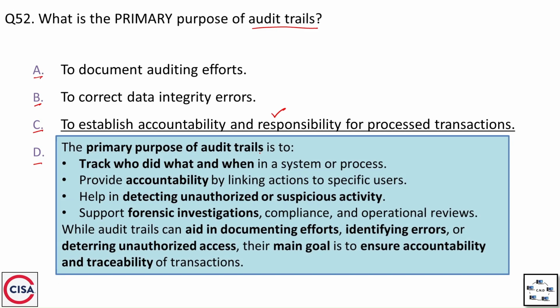So the primary purpose of audit trails is to track who did what and when in a system or process, provide accountability by linking actions to specific users, help in detecting unauthorized or suspicious activity, and support forensic investigations, compliance, and operational reviews. While audit trails can aid in documenting efforts, identifying errors, or deterring unauthorized access, their main goal is to ensure accountability and traceability of transactions.